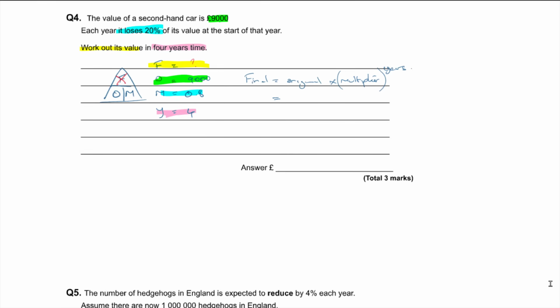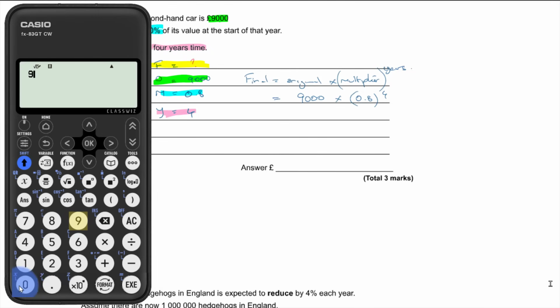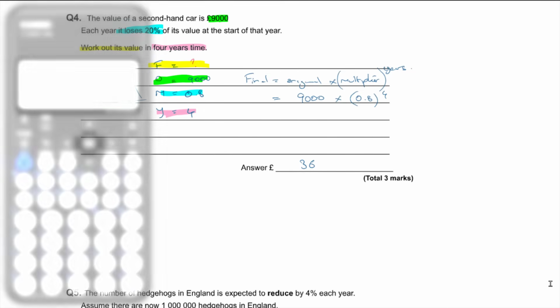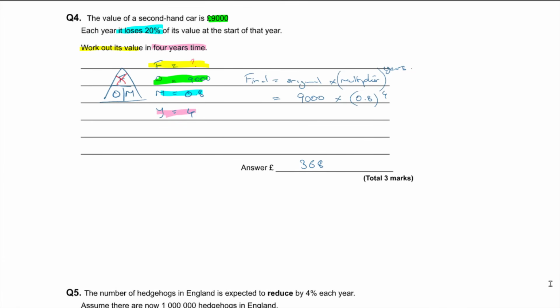Right, so then subbing what we've got. The original is 9,000. I'm going to multiply that by the multiplier of 0.8, and I'm going to raise that to the power of 4 because it's 4 years. So 9,000 times 0.8 to the power of 4. That comes out to be £3,686.40. So it's pretty much lost 2/3 of its value in 4 years.